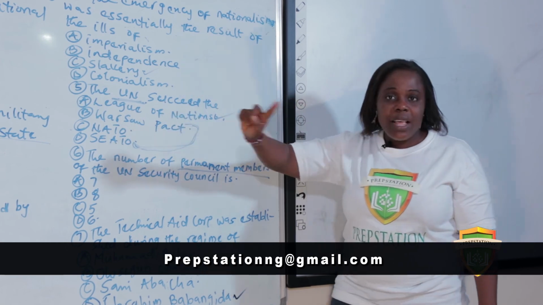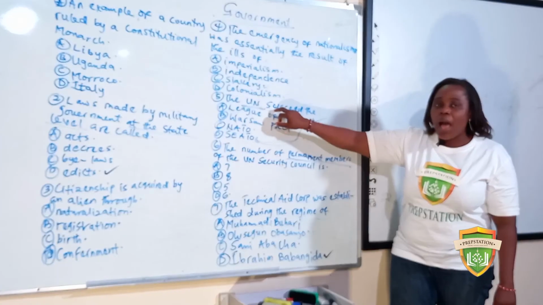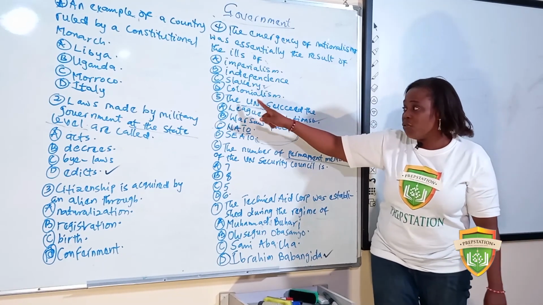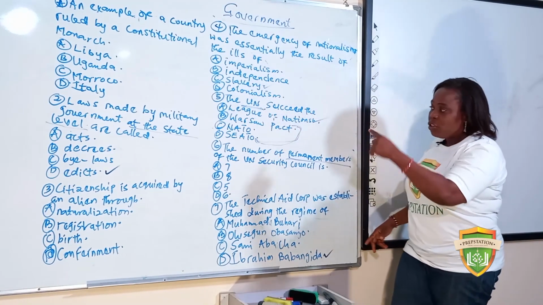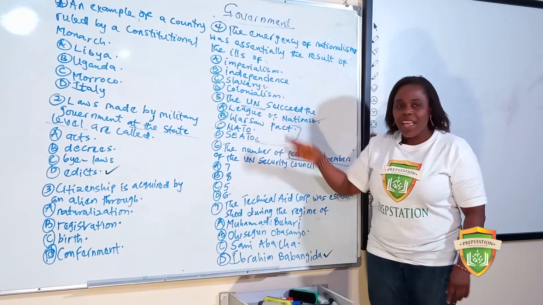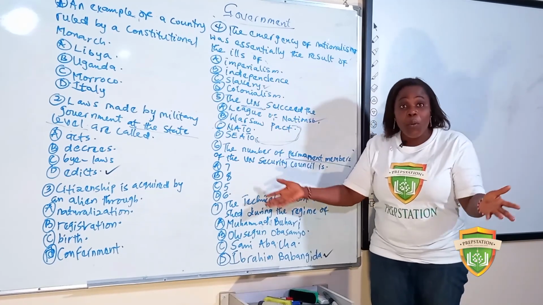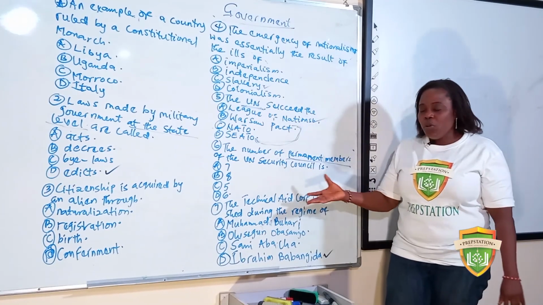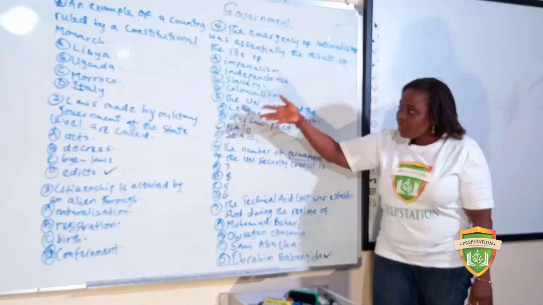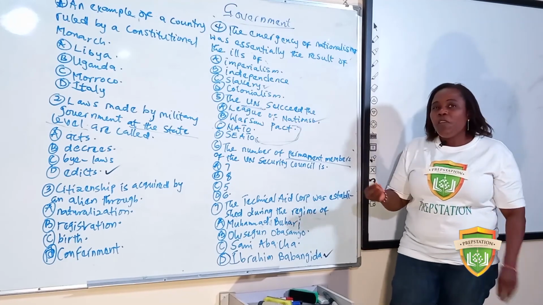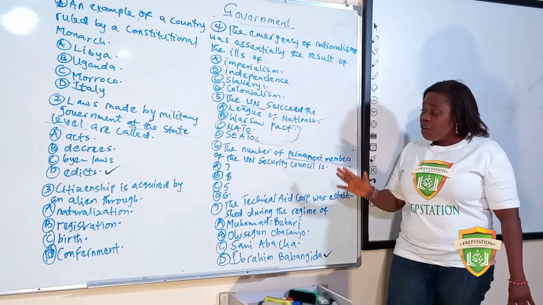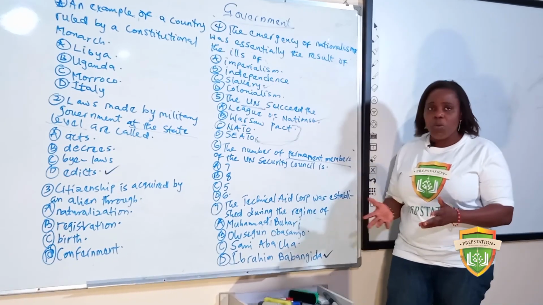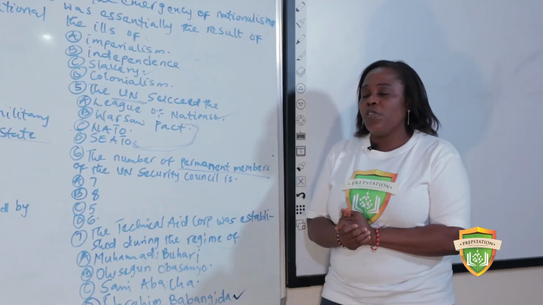Then remember I said something. They always abbreviate. They don't write it in full. So you need to take note of this. If you've noticed in the previous sections we've had, you see UN, they don't even write UNO, or United Nations Organization. So you need to know these things. The other one was ECOWAS and all that. So take note of these little things. If you know them by heart, you're able to scale through. And government will not be difficult for you to pass.